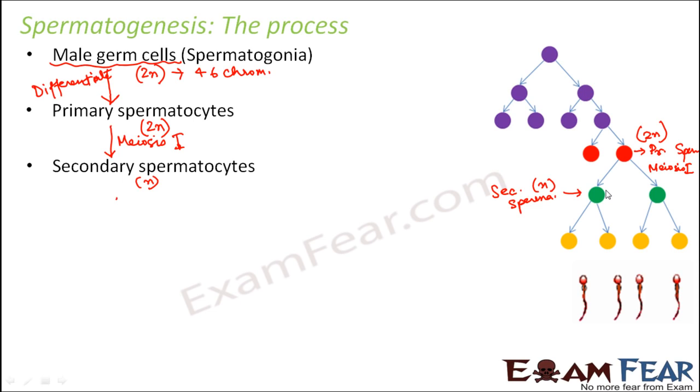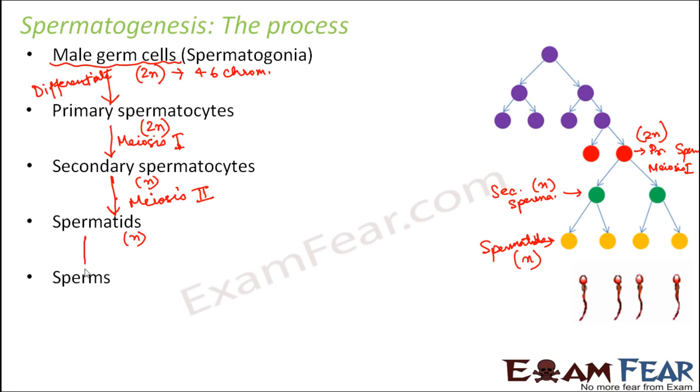Now what happens to these secondary spermatocytes? They further undergo the second half of meiosis, that is meiosis 2, and they produce a total of 4 spermatids, and these spermatids are also haploid. So a total of 4 spermatids are produced. And then these spermatids are transformed into sperms, and sperms are what? Sperms are the male gametes, right?